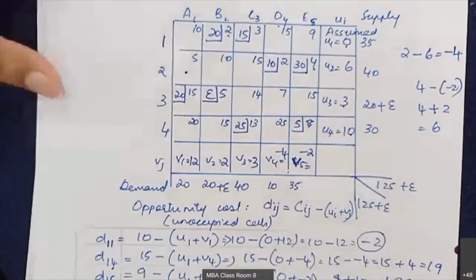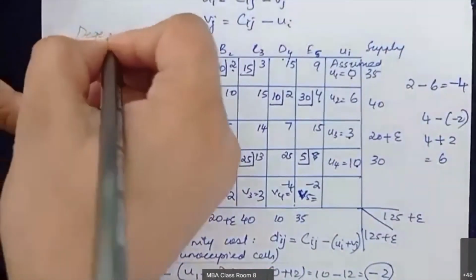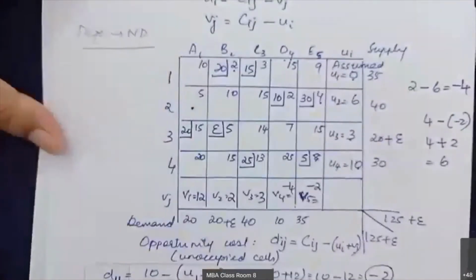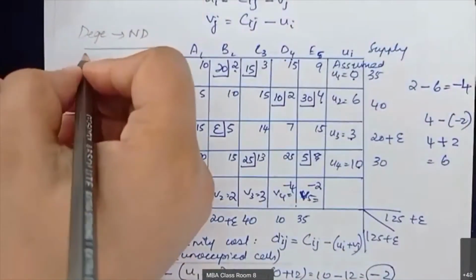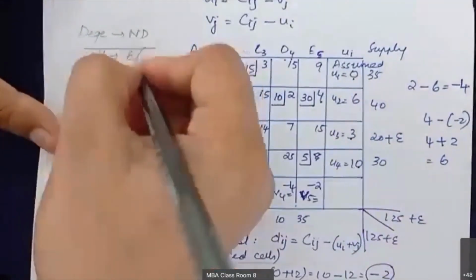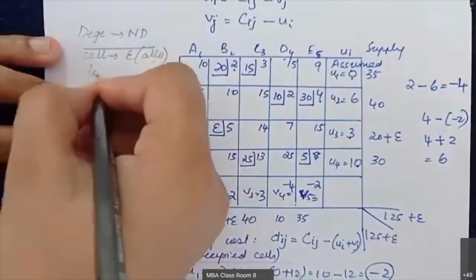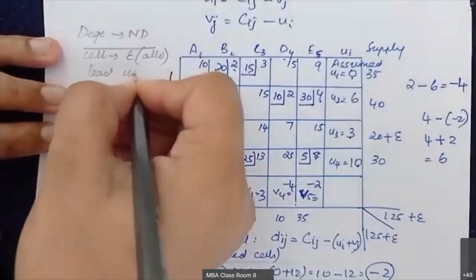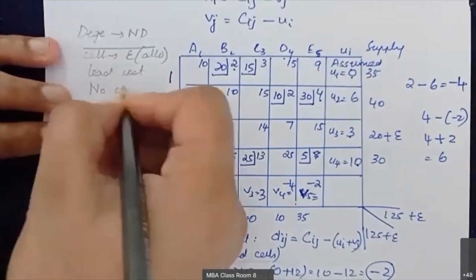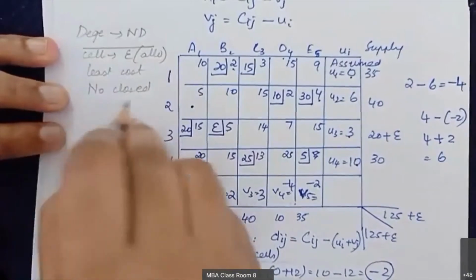Okay, I'll just write it over here. In the case of degeneracy, we need to convert it into a non-degeneracy. In that, we need to take a cell for assigning the value epsilon as the allocation. Okay, in that case, what will we do? We will take the cell with the least cost and we will go for the cell having no closed loop. Okay, from that cell, we should not be able to draw any closed loop.